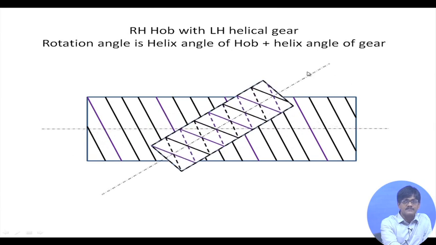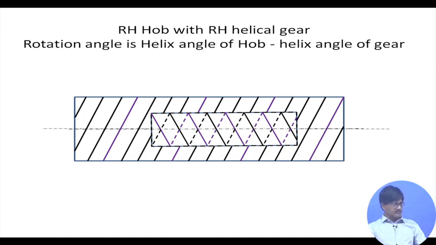Yeah. So this is the correct rotation. You have to give quite a large amount of rotation here, which happens to be equal to, as written above, the helix angle of the hob plus the helix angle of the gear. Please remember, helix angles of gears are expressed with respect to the slant of the teeth with the axis of the gear. So this is for a right-handed hob with a left-handed helical gear.